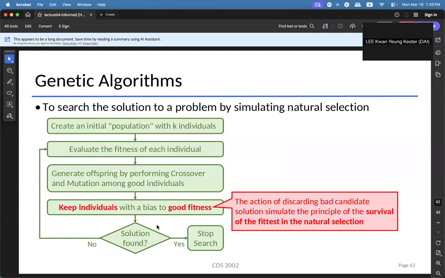Okay. And of course, one thing you must know about genetic algorithm is that there is no guarantee you can always get a global optimal when you are working with genetic algorithm, but you can at least get a quite good local minimum or local maximum using genetic algorithms.